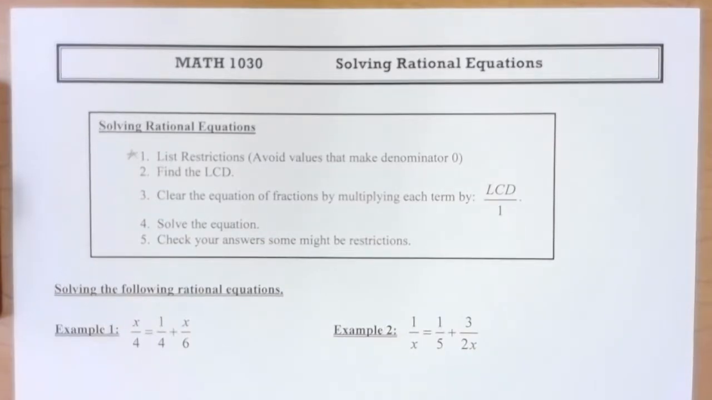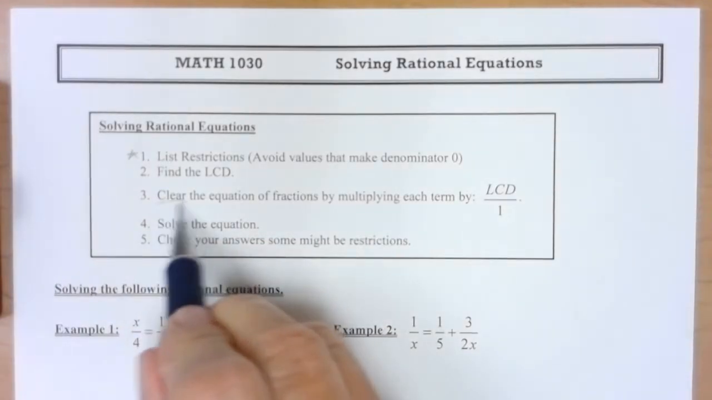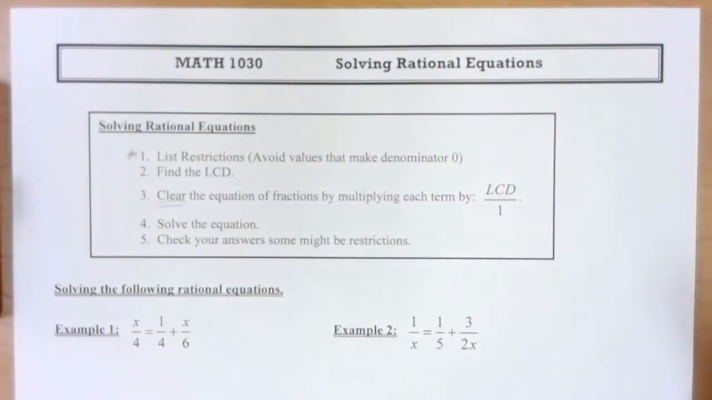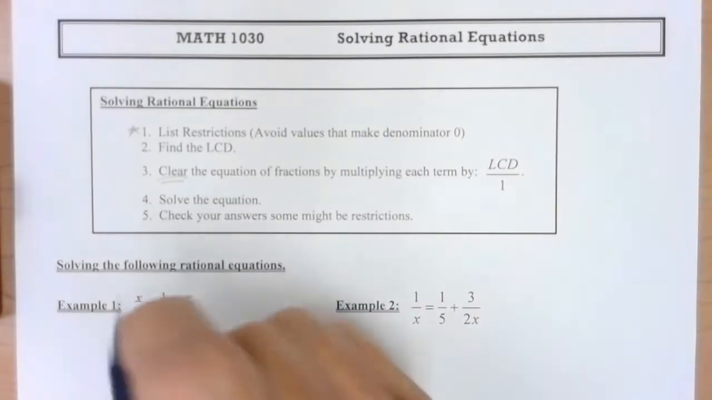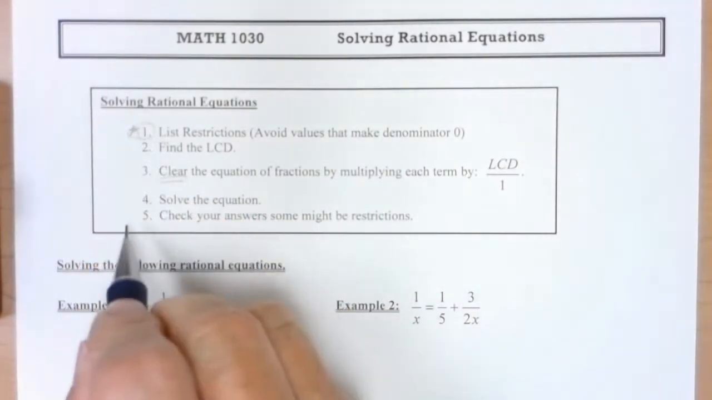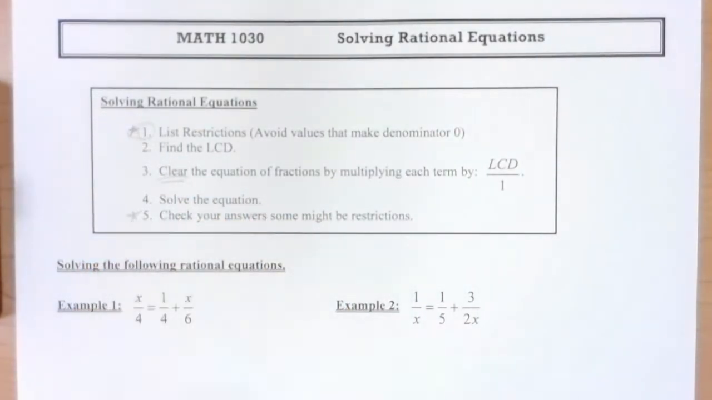Find the LCD. Clear the equation of fractions by multiplying each term by the LCD over 1. Solve the equation, check your answers. Some might be the restrictions. So really number 1 is sort of optional if you for sure do number 5.